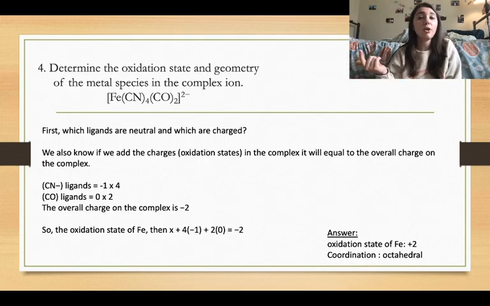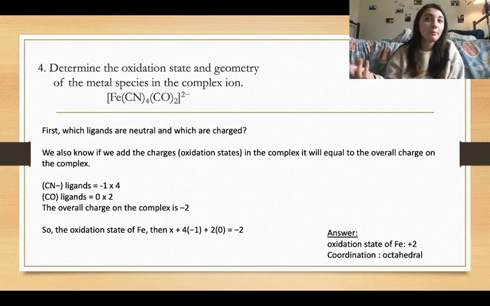Okay, so I'm just going to do all of these. In the exam, you will be asked to either find the oxidation state or the geometry, but I want to go through both of them and kind of hit two birds with one stone. So this is not exactly how the exam is phrased. Instead, it usually says determine the geometry of the metal species or determine the oxidation state, but I've just kind of smudged them together.